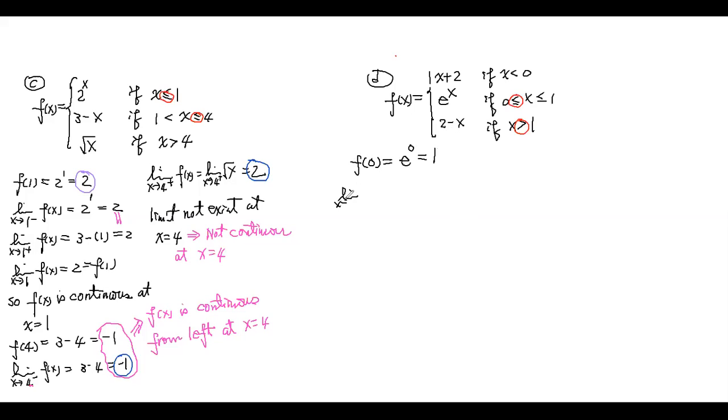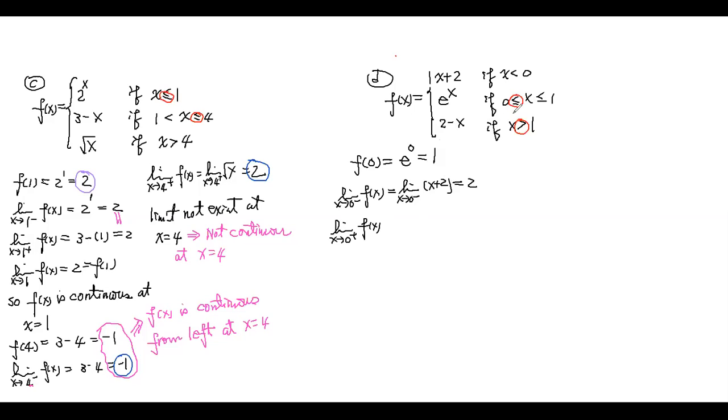The limit as x approaches 0 from the left-hand side is the first equation, right? So this will be the limit as x approaches 0 from the left-hand side, so it will be x plus 2. So this will be what? It will be 2, right?